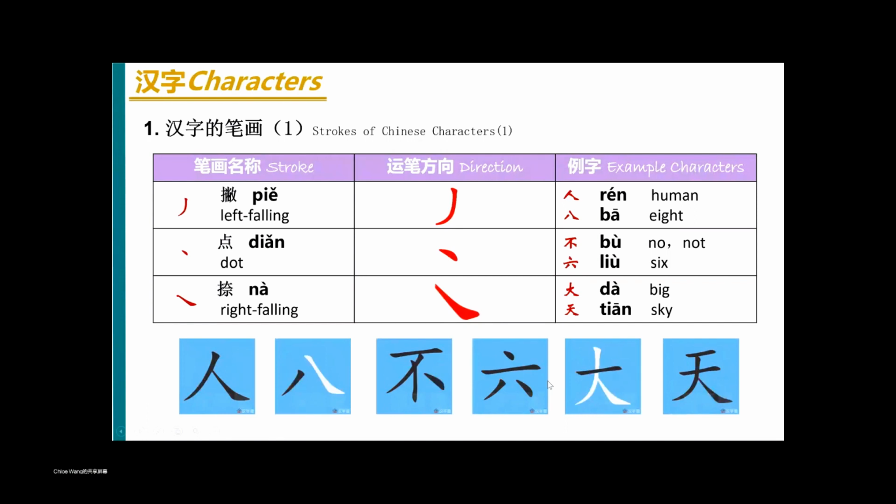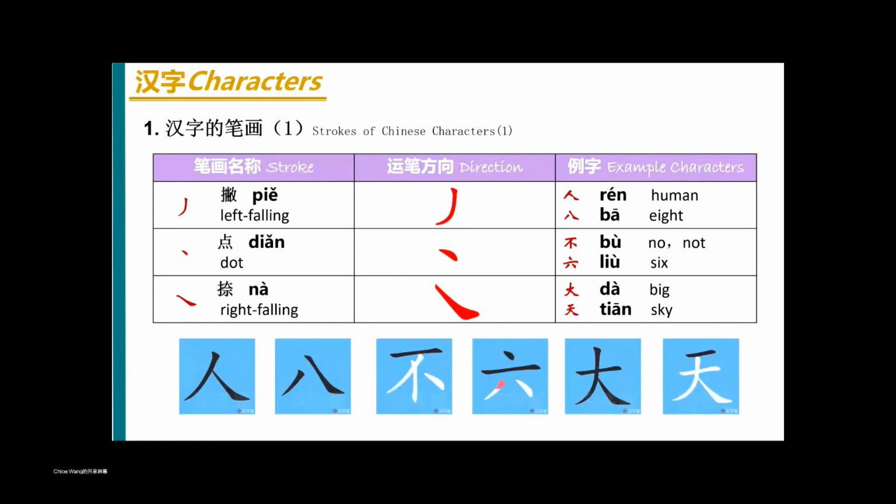Next one is number 6, 六. For 六, we first write a dot, and then 横, 撇, 点. We can tell from 六 that even for this simple 点, we have a smaller 点 and a bigger 点. Only if we write all the strokes at the right size, then this character looks pretty.